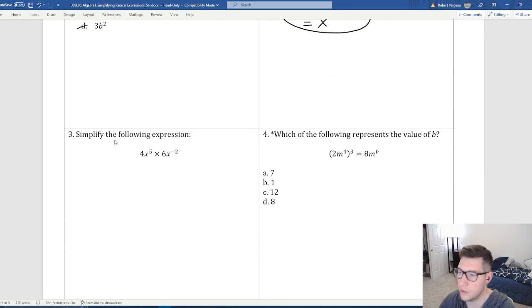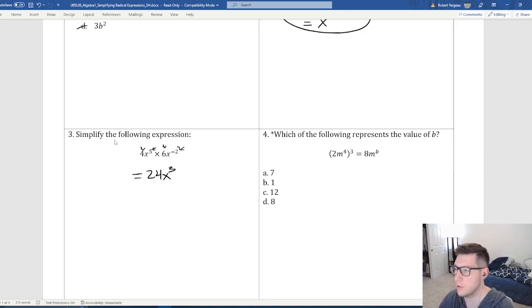Going through, if you worked on 3, hopefully just a quick little hit and a quick reminder of our work with the product of powers. We should have gotten 24x to the 3rd. Simply multiplying this 6, that 4, and then adding this 5 with this -2.